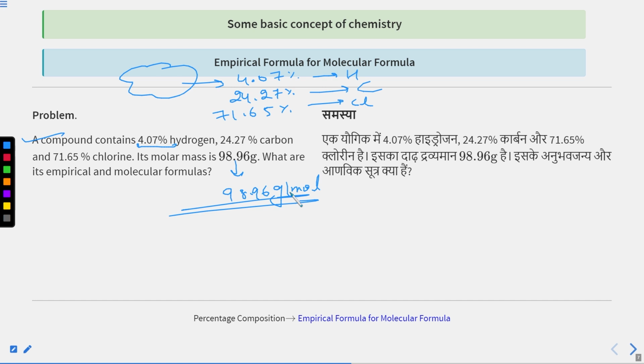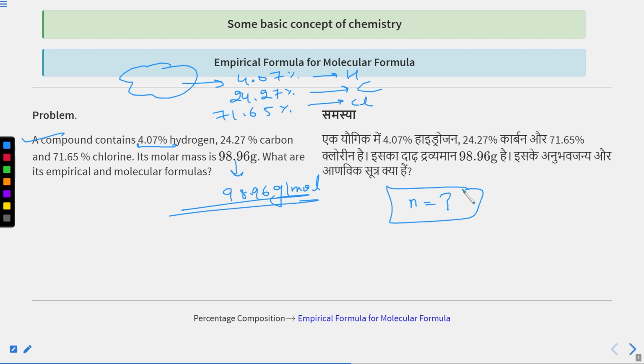The important and interesting point is how can you calculate the number of carbon, hydrogen and chlorine? Because you need the empirical formula at least. If you get the empirical formula, you can convert it to the empirical formula mass, and then you will get the value of n, and with the value of n you can convert the empirical formula into the molecular formula.